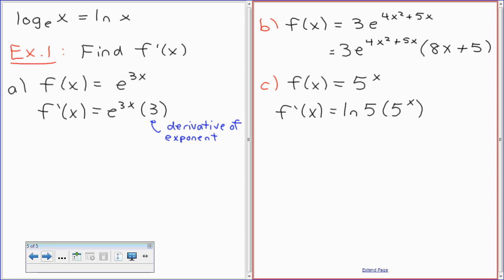But the 5 to the x is still there. Austin, the 5 to the x is still there. Remember, ln 5 is just a number. You can type that into your calculator and get a decimal for it. Michael and then Teresa. Michael, go ahead.